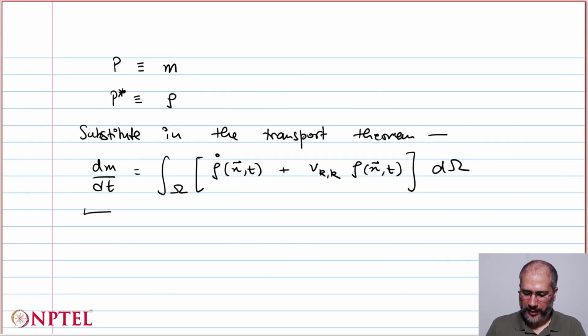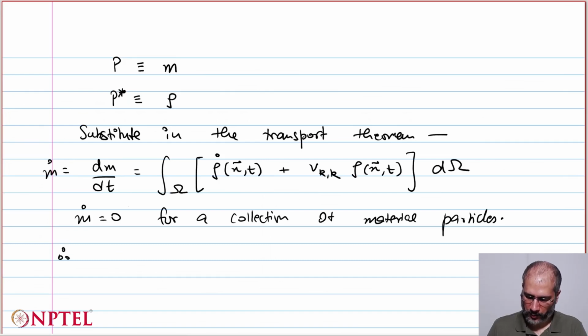But this quantity dm by dt for a collection of material particles is 0, because the mass of a selected collection of material particles does not change with time. It stays the same. So this is m dot, and m dot is 0 for a collection of material particles. Therefore, we can write that the integral that we have written above is 0.